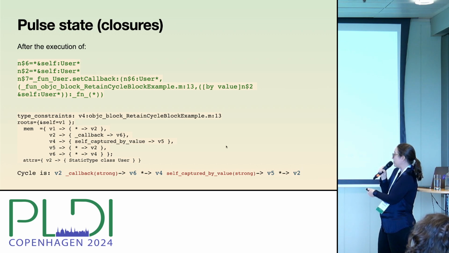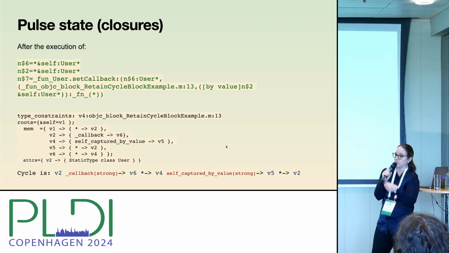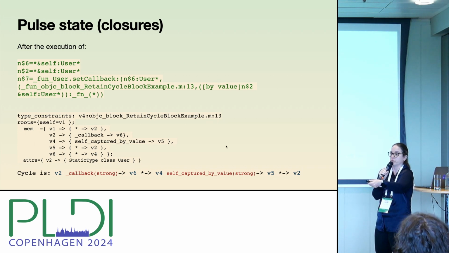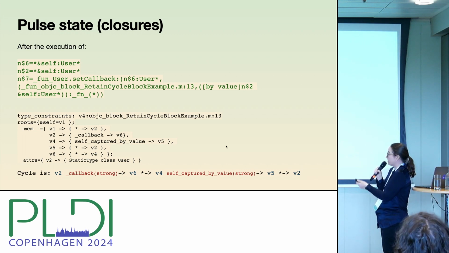So we have that the type is the type of the block. We have the root itself, and then again we see V1 points to V2, V2 points to V6 via the callback, V6 points to V4, V4 points to V5 via this self captured by value. So that's the field of the closure. And then V5 points to V2 again. So that's basically the block pointing to the captured variable. And that's, again, another cycle that we can find in the same way.